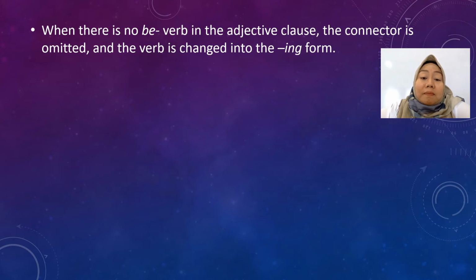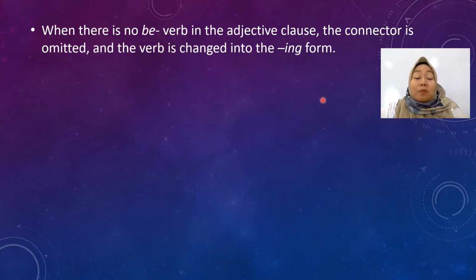Still continuing the skill. When there is no be verb in the adjective clause, the connector is omitted and the verb is changed into the ing form. Okay, so previously we learned that when the adjective clause has a be verb after the adjective clause connector, then we omit the clause connector and the be verb, right?